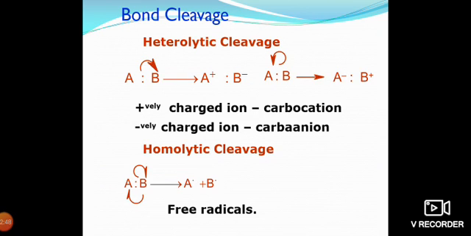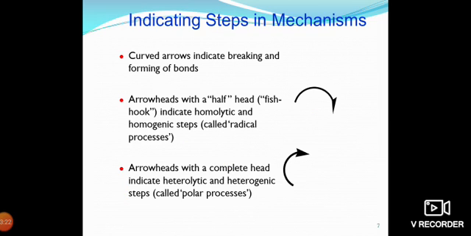In these making and breaking processes, two types of arrows are observed. In heterolytic cleavage, a fully headed arrow is observed, and in homolytic cleavage, a half-headed arrow is observed. This half-headed arrow is also known as a fishhook arrow. With the fishhook arrow, free radicals are formed. With the fully headed arrow, either positive or negative ions are formed.